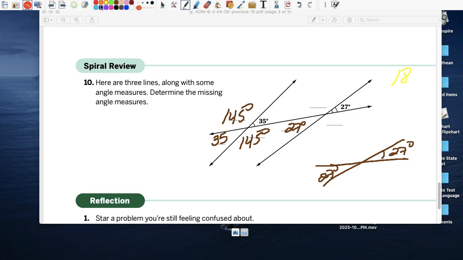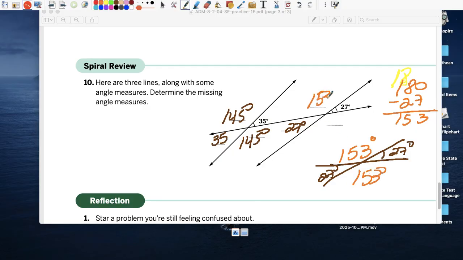So all you have to do is go 180 minus 27. That's 3, 7, and 2 is 5, 153. So the supplementary angle is 153. If that's 153, vertical angles are opposite, which means this one over here is 153. So we can go back here and make 153 and 153 there. Okay, that's it.